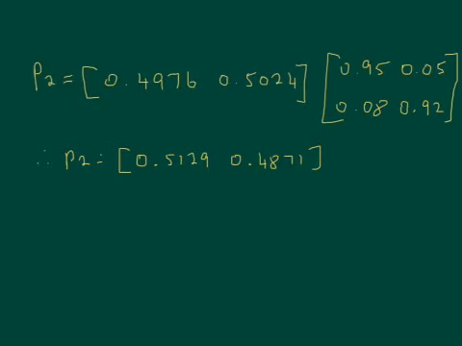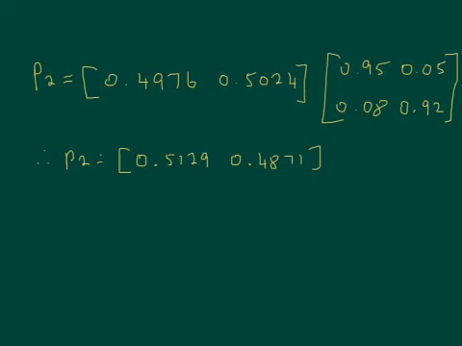Alright, compare your answer to what I got. So remember how it goes. You go that row by that column, that row by that column. In other words, to slow it right down, 0.4976 times 0.95 plus 0.5024 times 0.08. That's your answer there. And then that times that plus that times that goes there. By the way, if you're using a Casio calculator or some other calculator that's reasonably sophisticated, order of operations will take care of the calculations there.